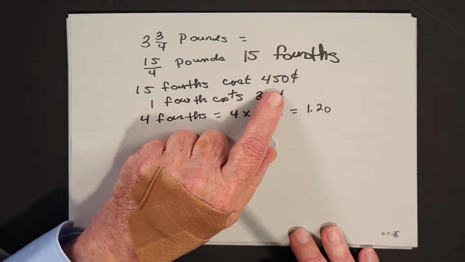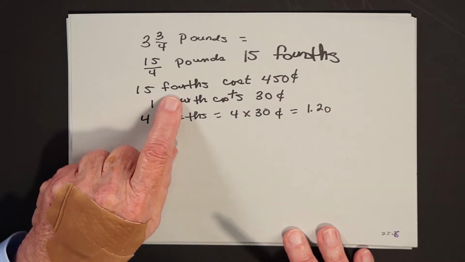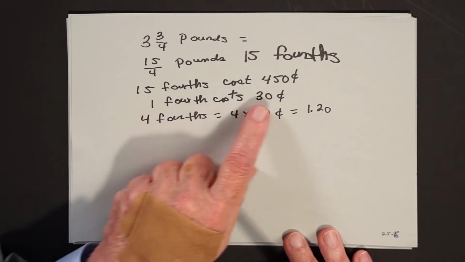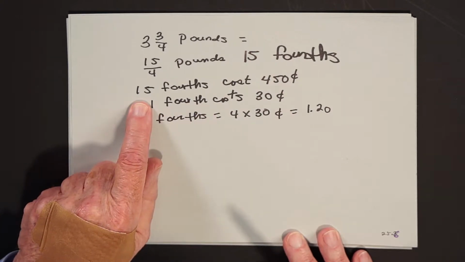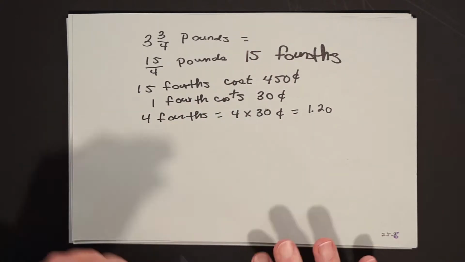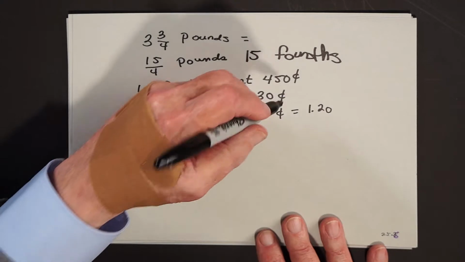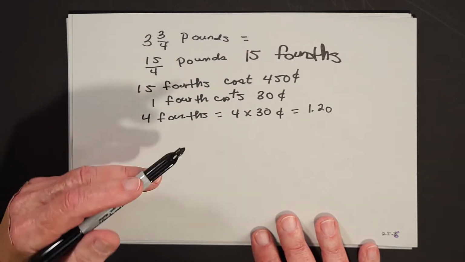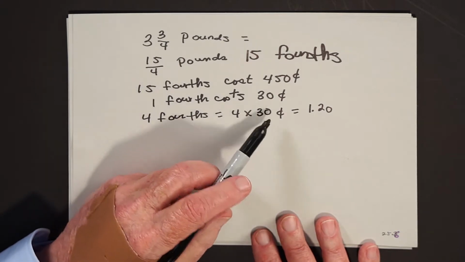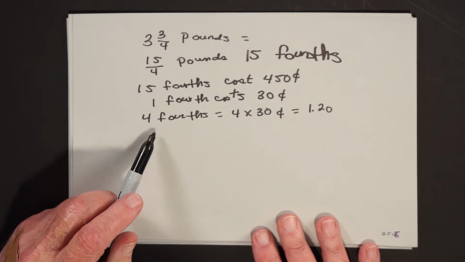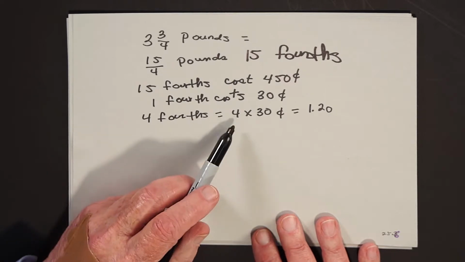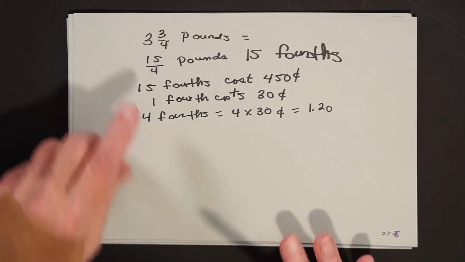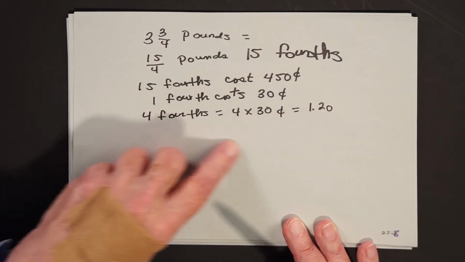That's 450 cents. So if 15/4 costs 450 cents, 1/4 costs what? 450 divided by 15, that's 30 cents. Okay? So each quarter of a pound is costing you 30 cents. So a pound is what? 4 quarters. So if each quarter is costing you 30 cents, 4/4, which is a whole pound, is 4 times 30, and that's $1.20. Same answer as before, but notice how the fractions have disappeared.